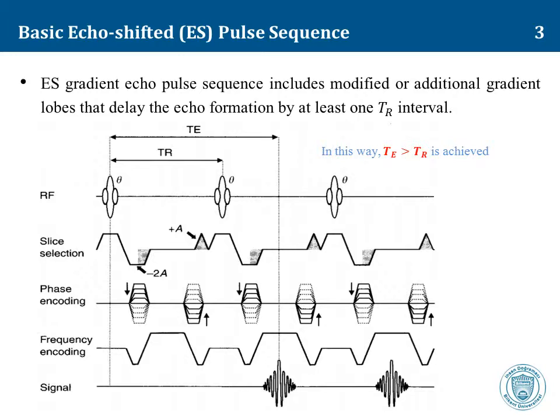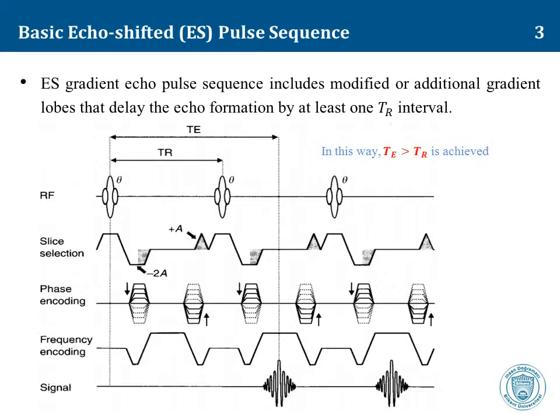The modified gradient lobes are played on the slice selection waveform in this example. The slice selection rephasing gradient lobe has area minus 2A, which is equal to twice its normal value. ES pulse sequences generally use a symmetric RF excitation pulse that has its isodelay point at the center of the slice selection gradient lobe. The extra gradient area in the slice rephasing lobe, the shaded part in the figure, acts as a spoiler to dephase the transverse magnetization so that no signal is observed in the first TR interval.